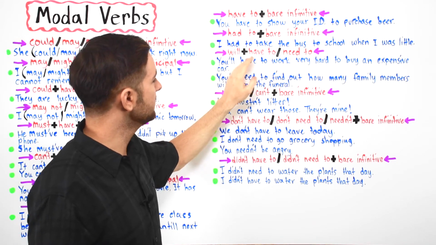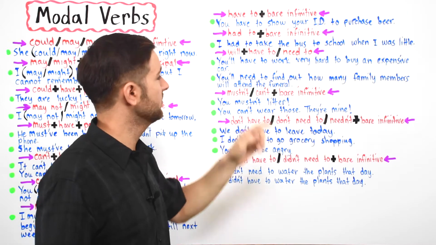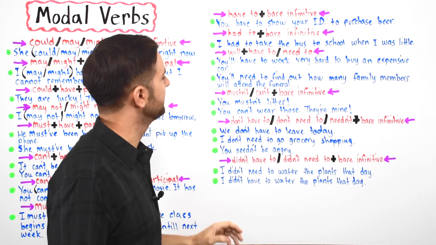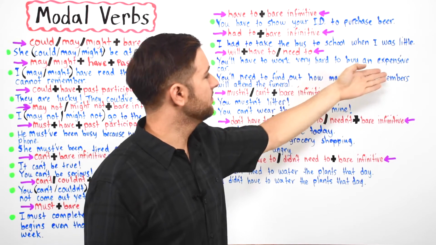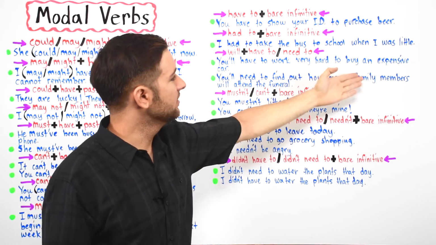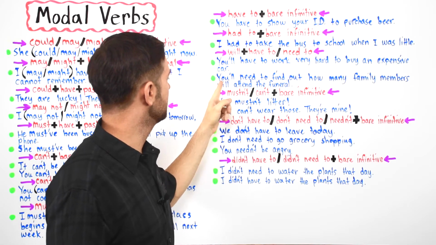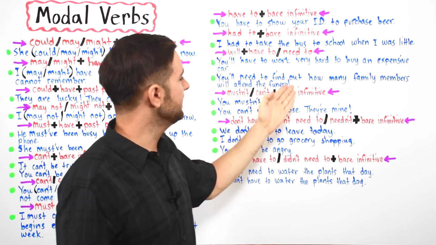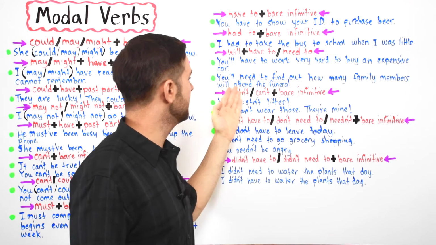Or you could say will plus need to. You choose, okay? Have to or need to. Doesn't matter. You'll have to work very hard to buy an expensive car. Or we could say, you'll need to work very hard to buy an expensive car. And here we have, you'll need to find out how many family members will attend the funeral.